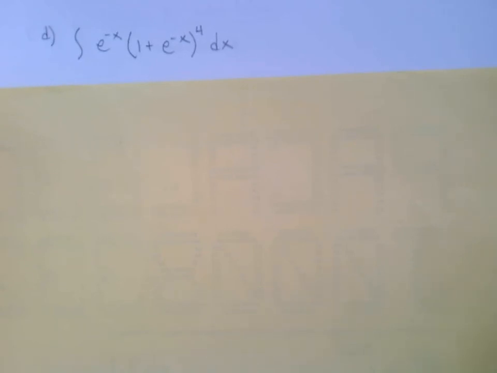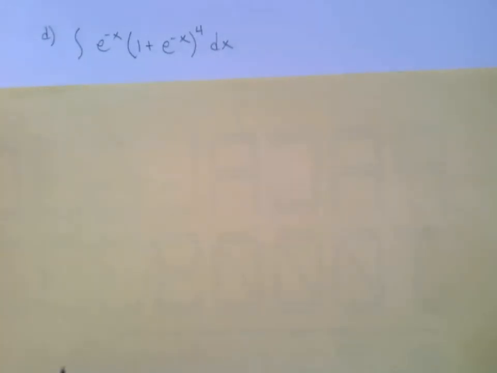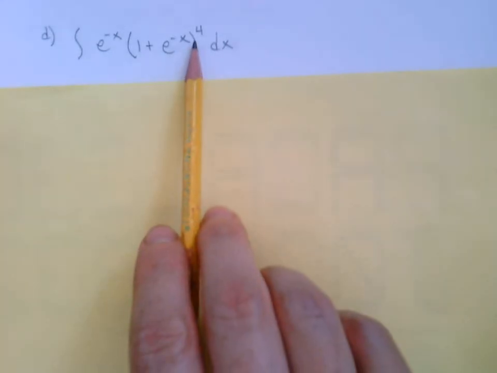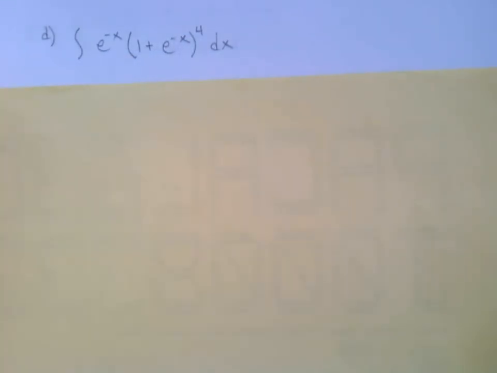All right, so the first thing is, just recognize, oh, I do not know how to do that as it is. And I'd really prefer not to multiply this out 4 times and then distribute. This has got to be a u substitution.